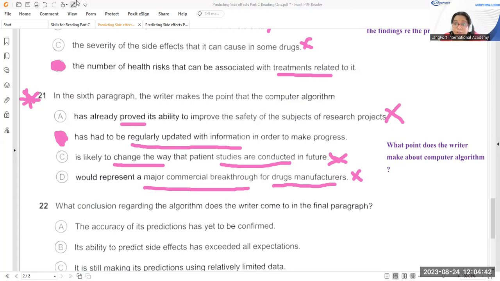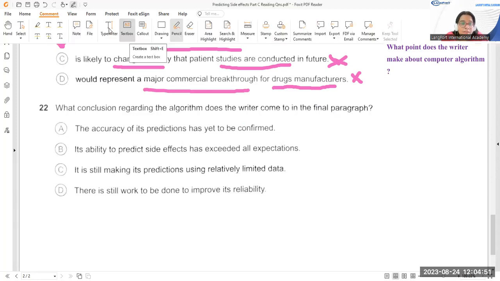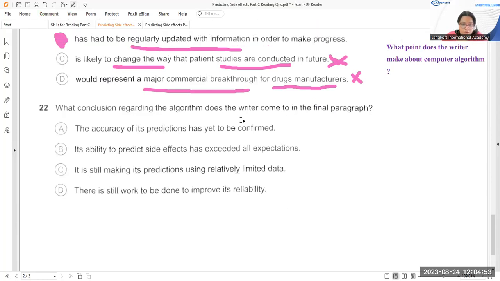You need to be careful. That's why I told you today, the options are tricky. The extract is easy to understand. All right, on that note, let's go to the last question. Surya, can you read the last question for me?